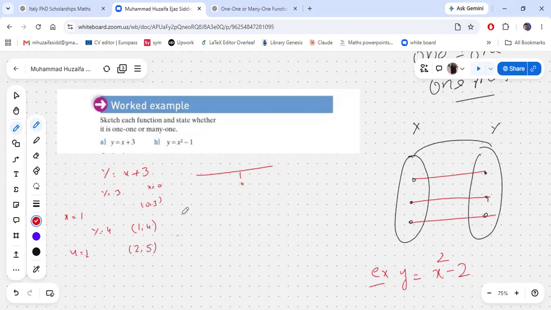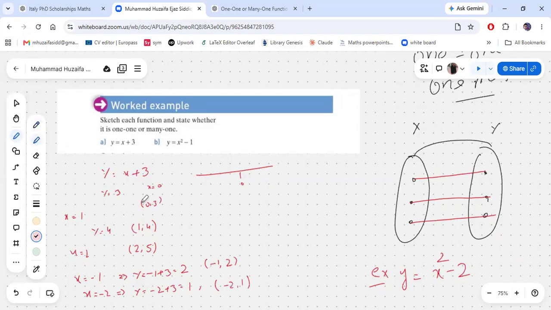Okay, and same for the negative side. When we have x = -1, it gives y = -1 + 3, which is equal to 2. So our ordered pair is (-1, 2). And when we put x = -2, this gives y = -2 + 3, so our ordered pair is (-2, 1). Look at it here. These are the ordered pairs that we have got.